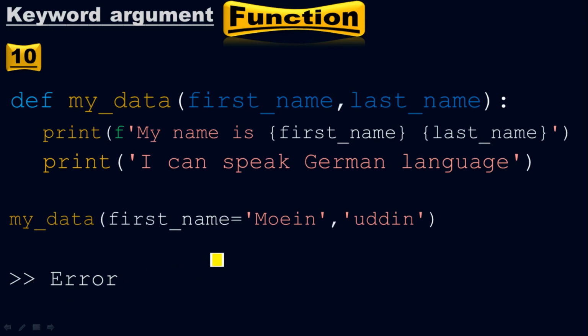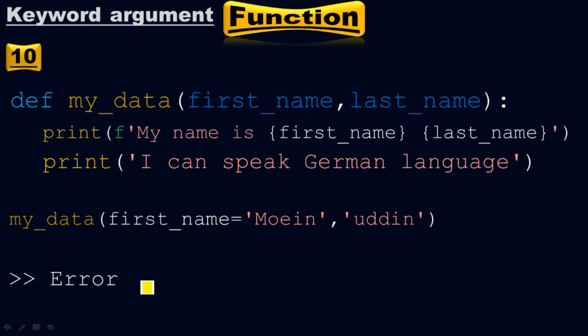Why? Because look at here, we know that in keyword arguments order doesn't matter, but if you pass two arguments for a single parameter, it will give an error. Look, we have first name. For the first name we have Moein. We have no issue at all. But if you put the second argument, it will give an error.